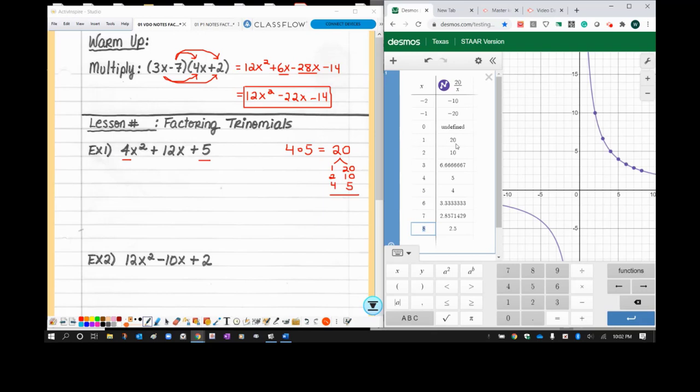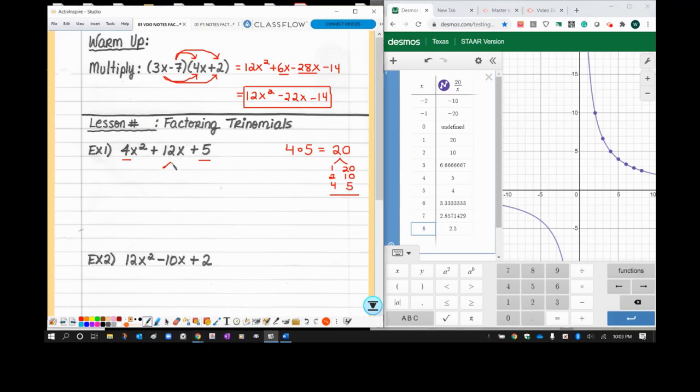Right there you can see we have 1 and 20, 2 and 10. Then we skip the 3 because with 3 you get a decimal. Then we have 4 and 5, and then we stop at 5 because 5 is already on the list. So that's a quick way to use the calculator to produce the list.